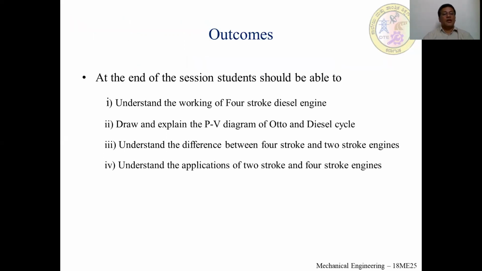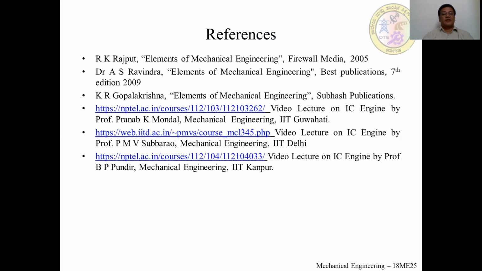So this is the outcome. At the end of this session, the student should be able to understand the working of the 4-stroke diesel engine, and be able to draw or plot the PV diagram, only PV, not TS, with respect to the Otto and diesel cycles, understand the difference between 4-stroke and 2-stroke engines, and understand the applications of 2-stroke and 4-stroke engines. These are the references for session number 2.